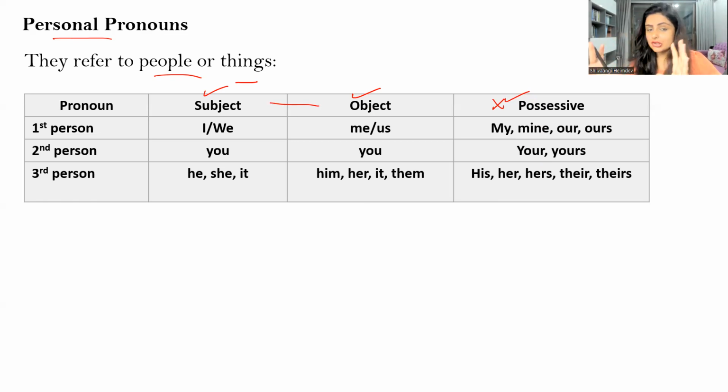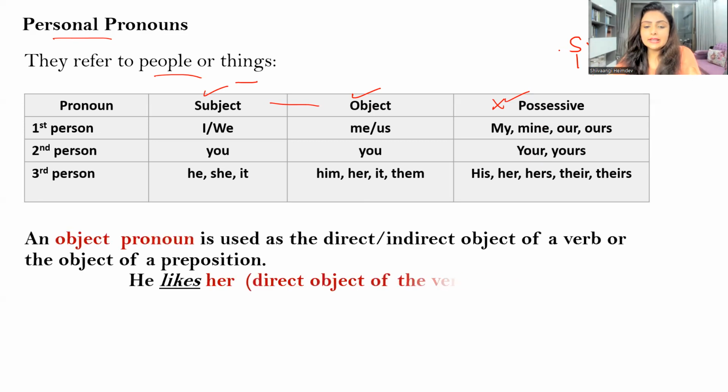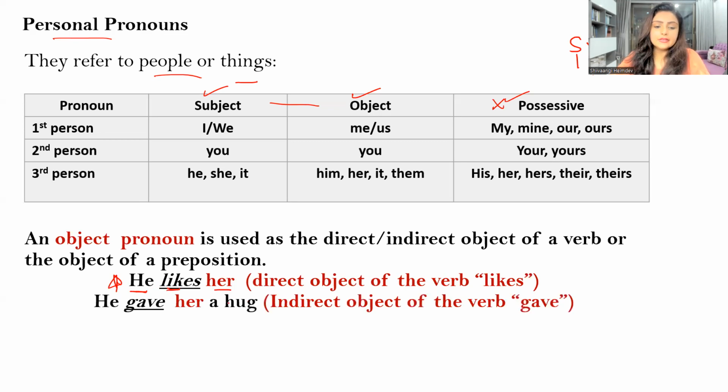Now, you know that the sentence structure of the English language is the SVO framework. What is this SVO? SVO is subject, verb, object. Okay, so I make use of the subject first, then I talk about the verb in the sentence, and then I talk about the object. Like look at this example. He likes her. He is the subject, likes is the verb, her is the object. Okay. Similarly, he gave her a hug. So he again a subject, gave again what? A verb, her again an object, and a hug is also an object.